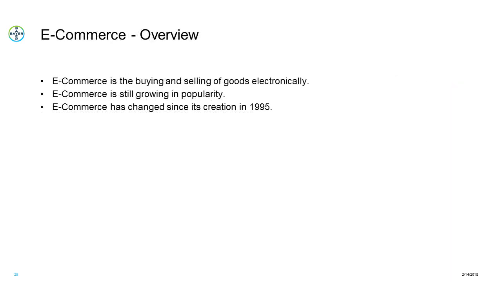So next we're going to talk a little bit about e-commerce. E-commerce is the buying and selling of goods electronically. It's definitely growing in popularity. Look at places like Amazon and eBay, and it's been constantly changing ever since it was created in 1990.